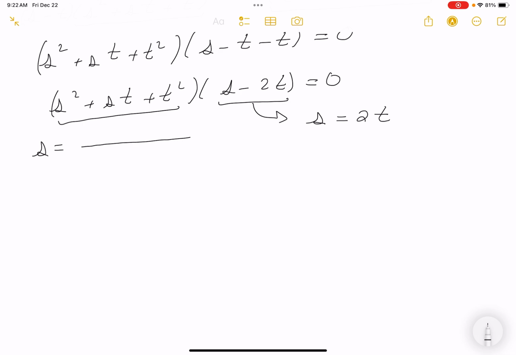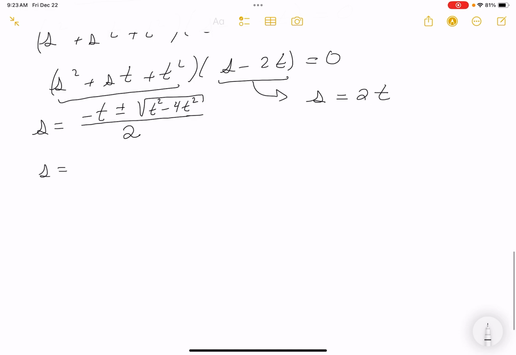Twice the coefficient on the square S term, which is 2. 2 times 1 is 2. And then it's going to be the opposite of the coefficient on the linear term, which is minus t, plus or minus. It's always confusing, all those letters, isn't it? t squared minus 4 times 1, and then times t squared. That sounds pretty strange over here. S equals minus t plus or minus, let's see, minus 3t squared over 2.